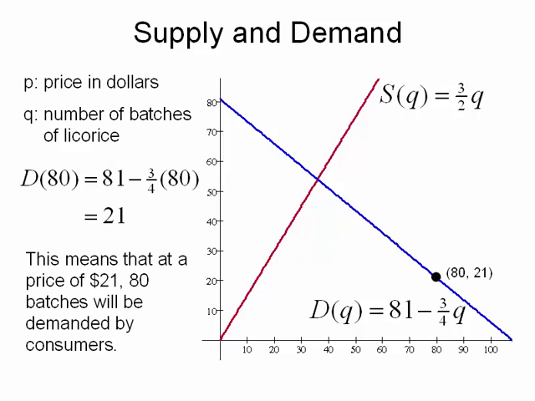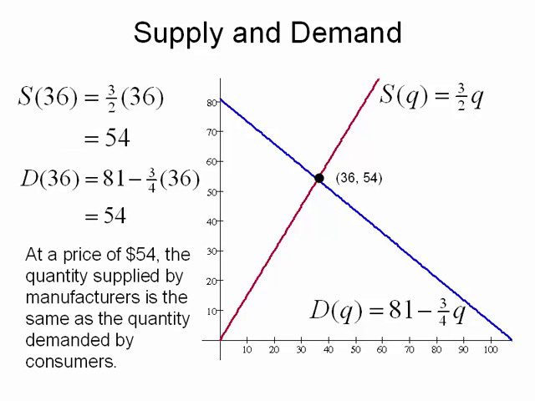If we try and find D of 80, which means 81 minus 3/4 times 80, that simplifies to 21. This means that at a price of $21, 80 batches will be demanded by consumers. And you can see the corresponding point on the graph. Let's go ahead and put 36 into each one of our functions. So S of 36 is equal to 3/2 times 36, that's 54. D of 36 is equal to 81 minus 3/4 times 36, that's also equal to 54. So that means that at a price of $54, the quantity supplied by the manufacturers is the same as the quantity demanded by the consumers.